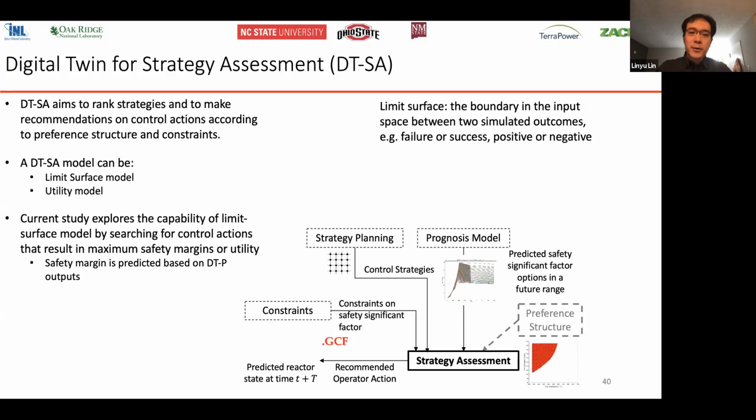In the current study, we are exploring the capability of the limit surface model by searching for the control action that results in maximum safety margin or utility.